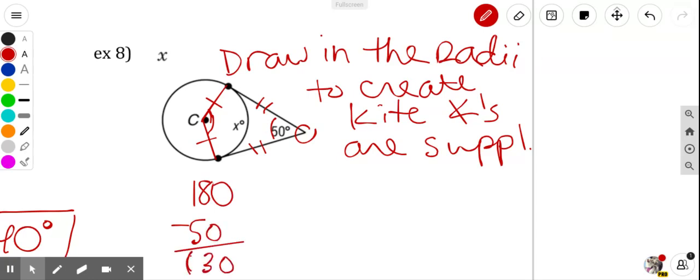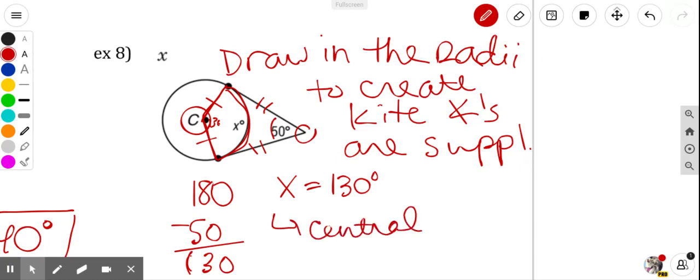So that means this angle here is 130. Now remember also that a central angle, this is a central angle because its vertex is the center of the circle. Central angle is equal to the arc that it creates. So that would make x 130. So x is 130. And if you want to write it, central angle measure is equal to arc.